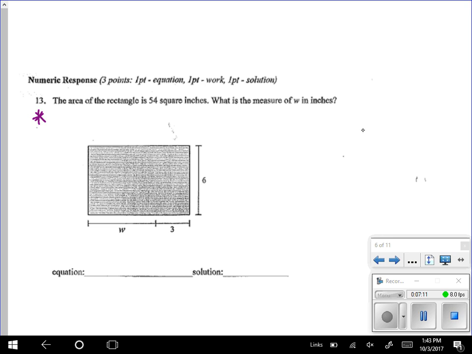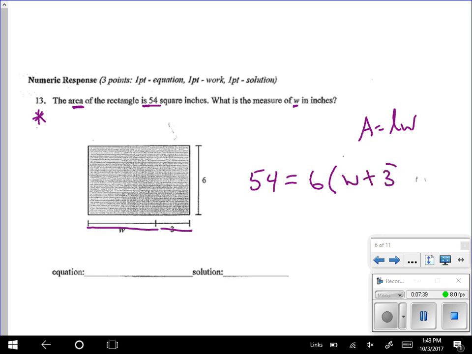We talked about yesterday that area equals length times width. So we're going to use that to help us plug in what we know. So it says the area is 54. So A is 54. And we're looking for W, okay? Well, we have the length here is 6. We're going to be multiplying by the width, but the width we don't really know, okay? The width is made up of W and 3. Well, if it's made up of W and 3, we're going to be adding those two. So this would be our equation. So this is what you would write here.